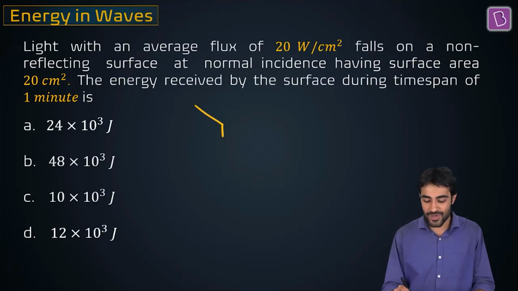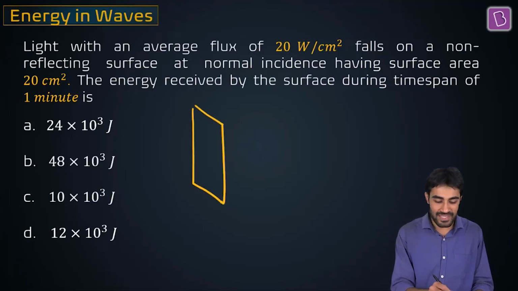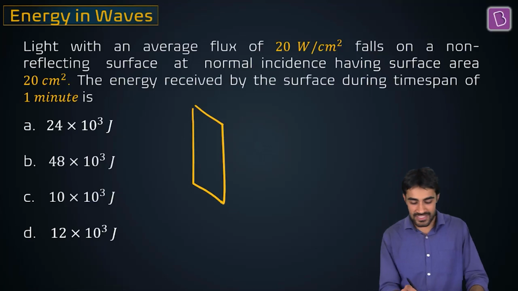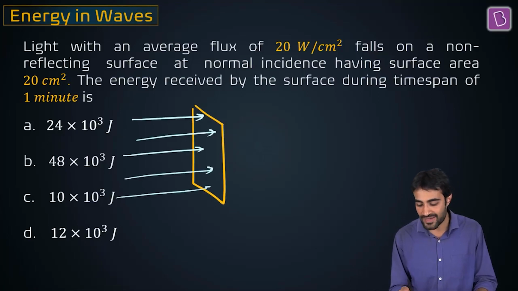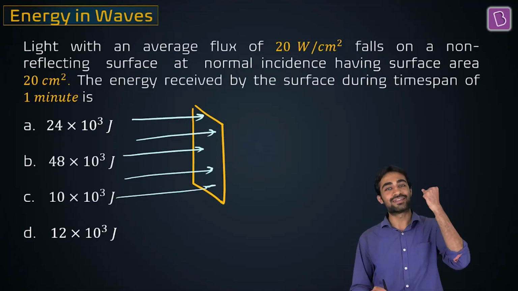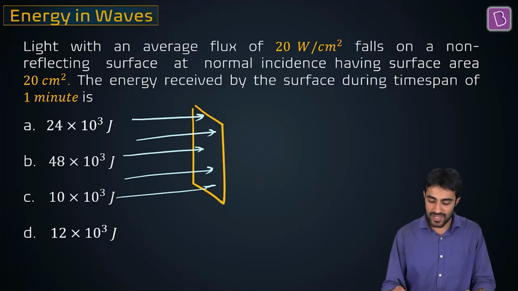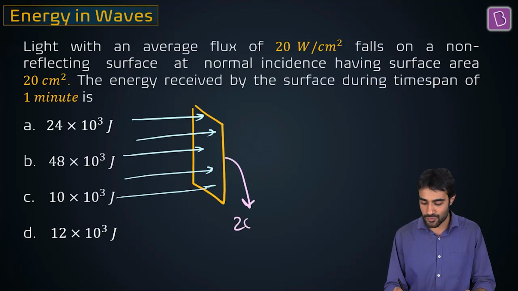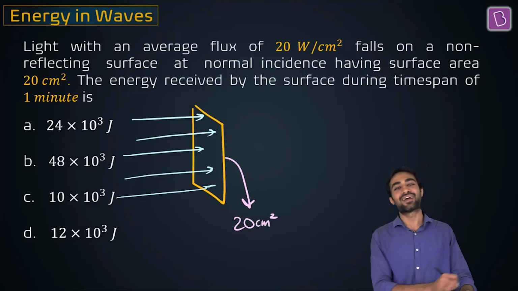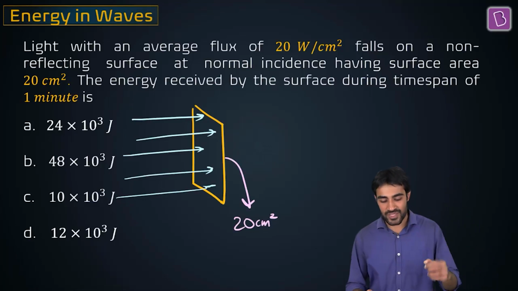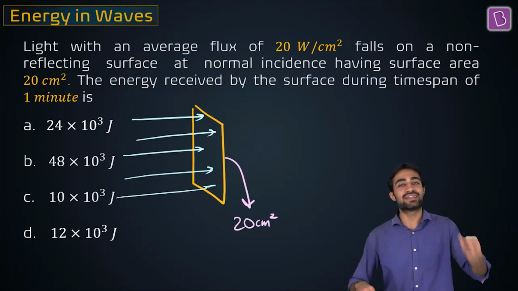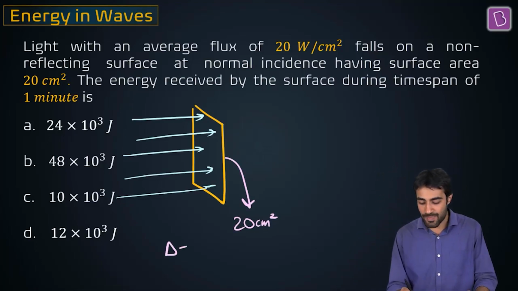So here we have a surface. Some light is falling on this surface perpendicular to the surface, and this surface is non-reflecting, that is, it will absorb the light. And the area of this surface is given in the question. It is 20 centimeter square. And then the energy received by the surface during the time span of 1 minute is. So in the time span delta t is equal to 1 minute, or we can write it as 60 seconds.